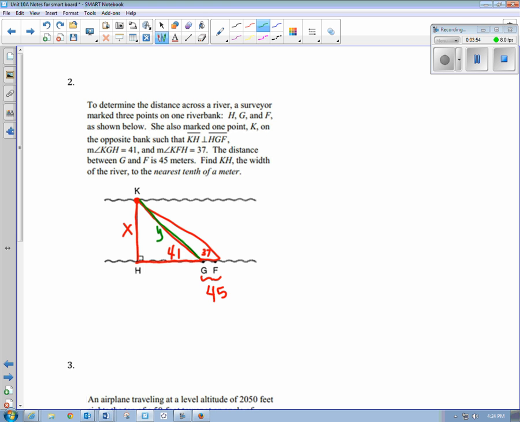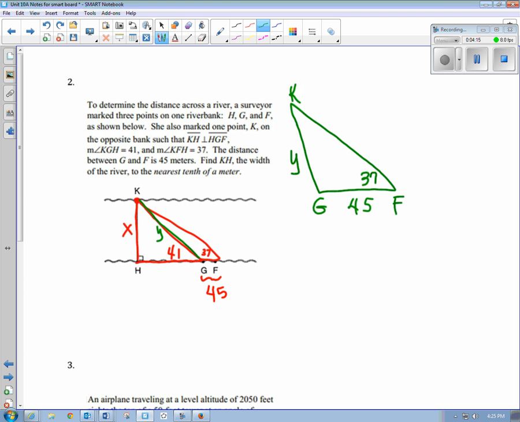In that shared side of Y, the triangles that contain that are the one on the left and the one on the right. I'm going to focus on the triangle on the right, and I'm going to draw it a little bit bigger so we can get a better look at it. It's K, G, F, where this is 45, this is 37, this is the shared side.